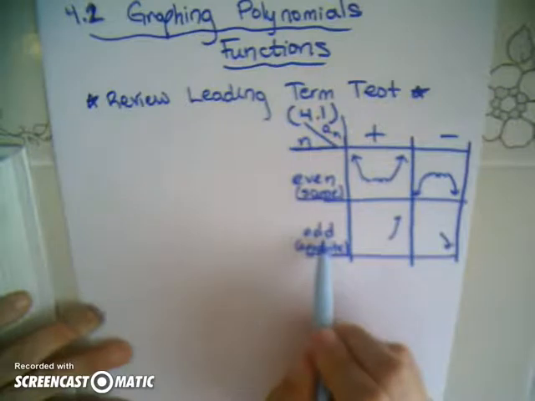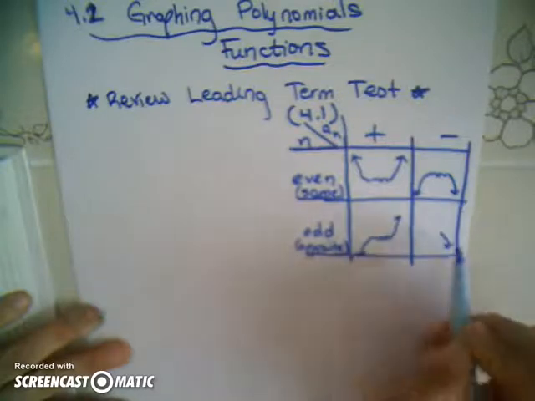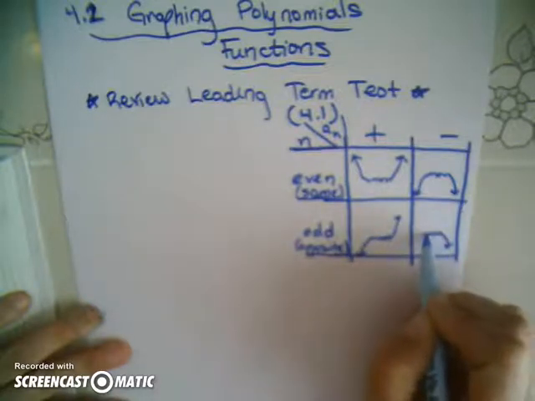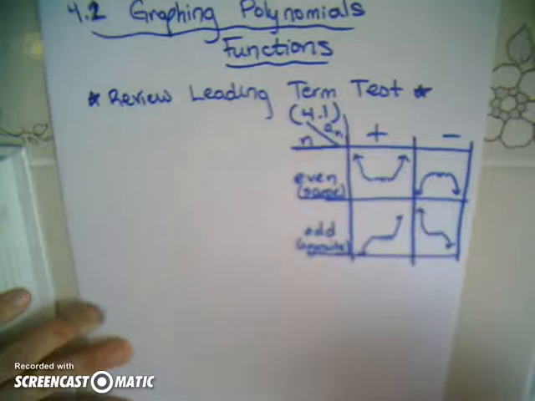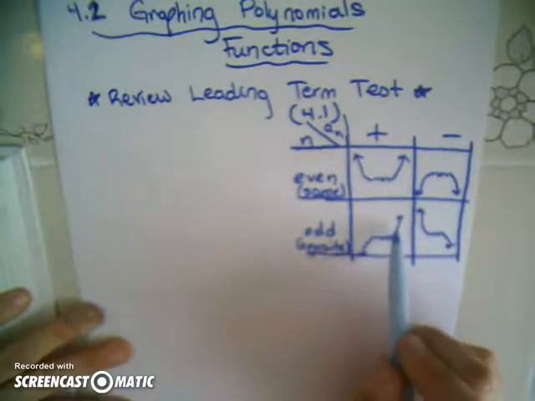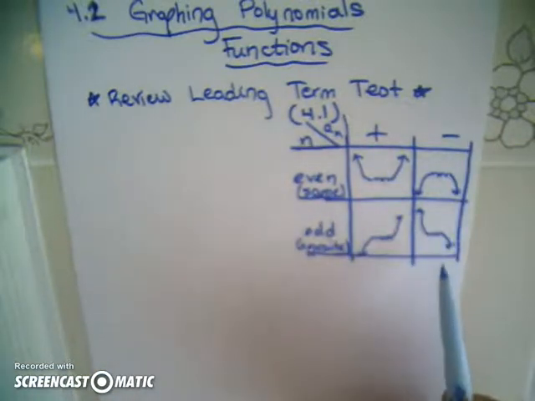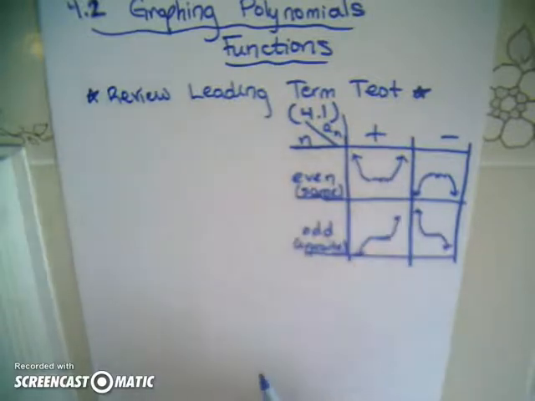If our degree is odd, then the left-hand side is going to do the opposite. So if the right-hand side went up, the left-hand side goes down. If the right-hand side went down, the left-hand side goes up. So positive and odd is down on the left, up on the right. Negative and odd is up on the left, down on the right. So we're going to use this to help us decide what's happening on the ends of our graph.